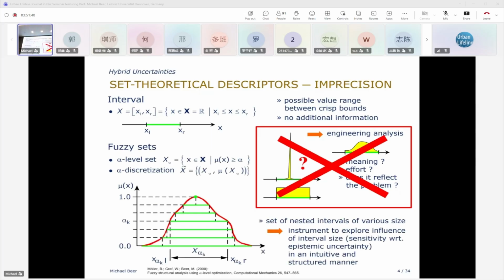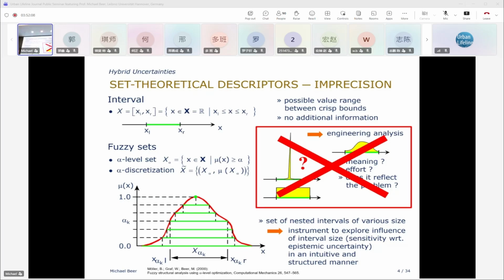Instead of this, we should say, okay, we use kind of an optimization procedure to find that value within the interval, which leads to the worst case of the result, okay? So then we say, okay, we cannot be sure that with this interval we capture everything. So we should play with the size of this interval. And what is the reason for that?